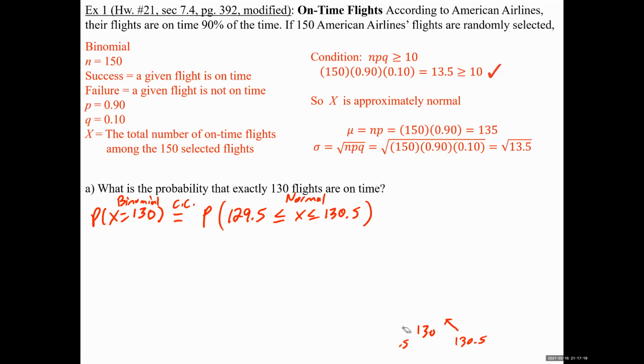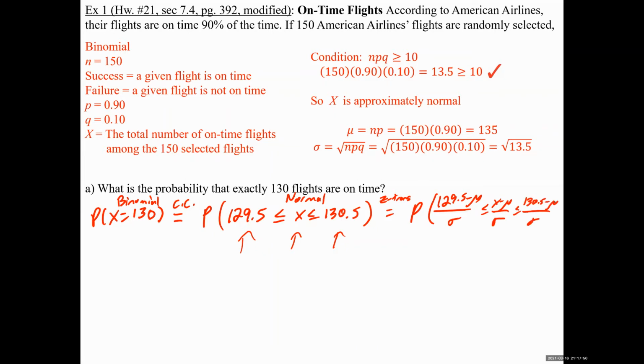And now what do you do in such a problem? You do a z transformation. Let me do the z transformation here. So each one of these pieces, you're going to copy down what was originally there, and then minus mu and divide by sigma. So it's going to be (129.5 − μ)/σ. Okay, middle term is going to be (x − μ)/σ. Last term, (130.5 − μ)/σ.